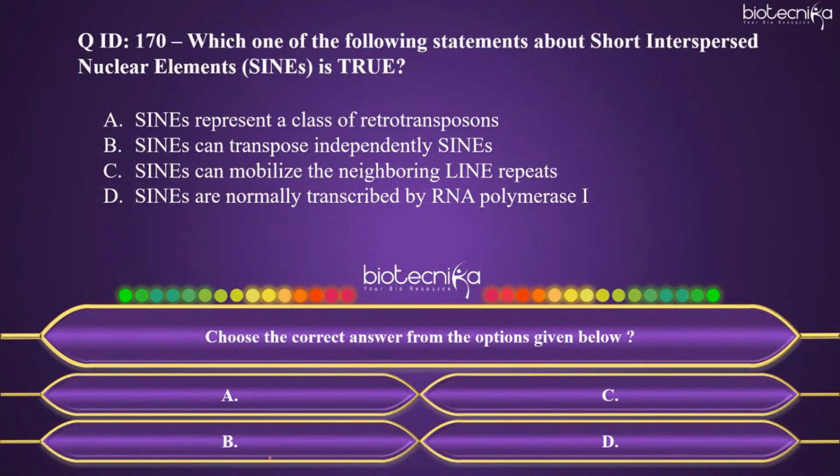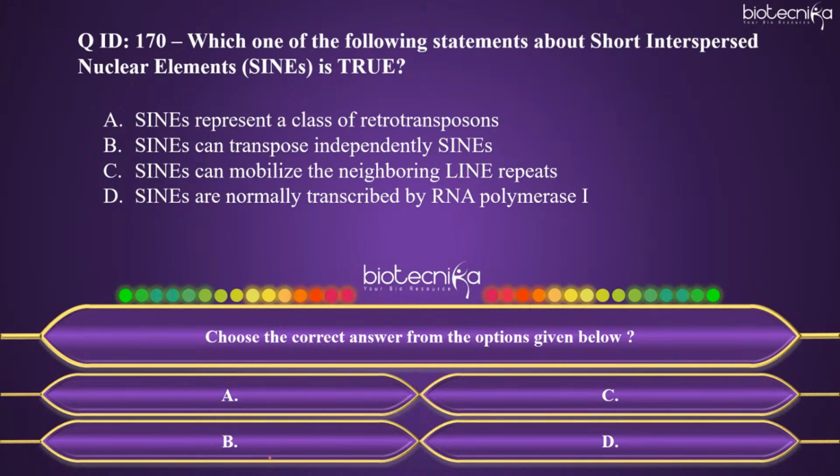Now coming to question ID 170. This particular question says: which one of the following statements about the short interspersed nuclear elements, SINEs, is true? The first statement says that SINEs represent a class of retrotransposons.